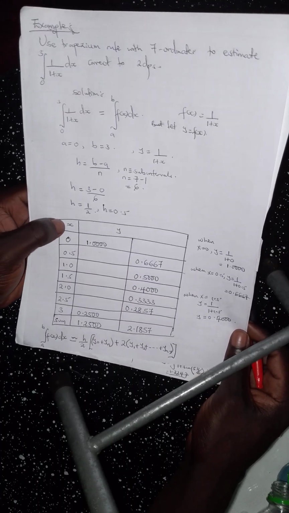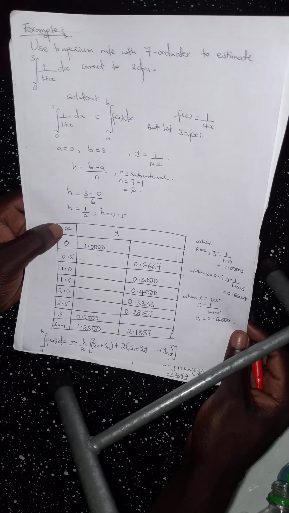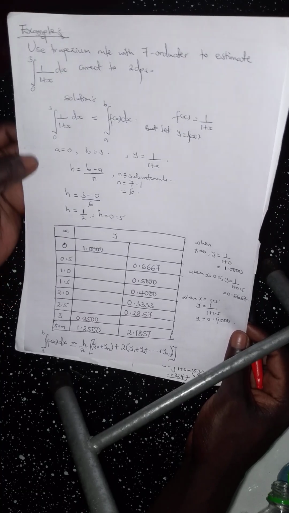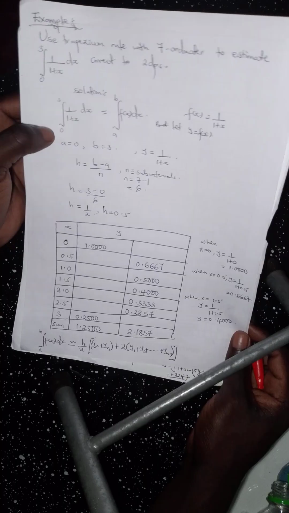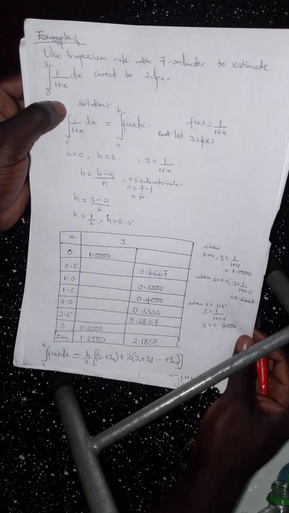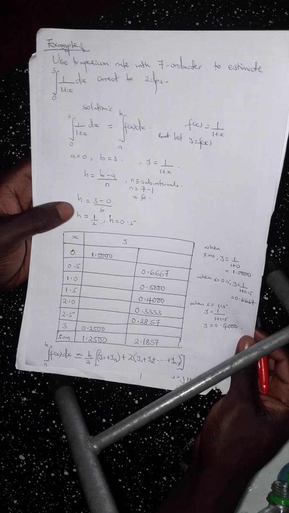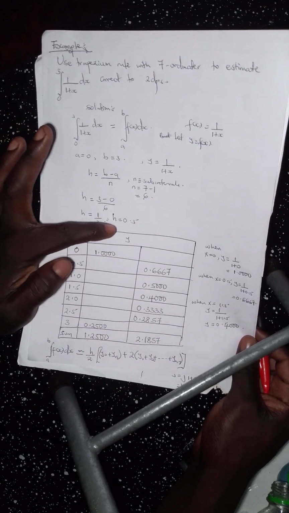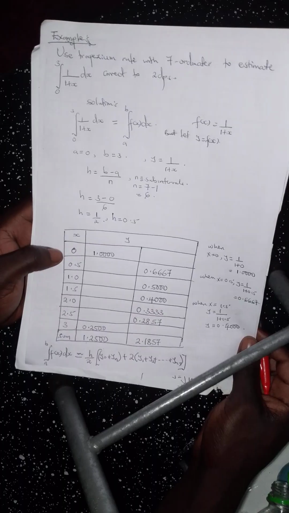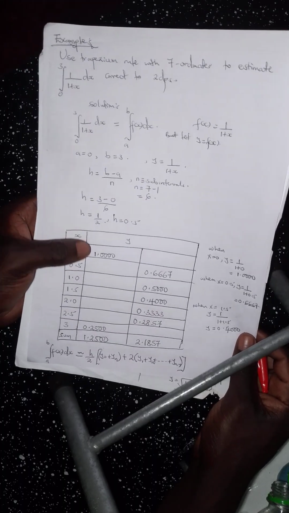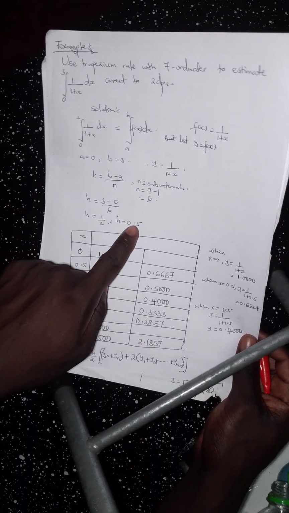We begin with the x values. The x values must run from the lower limit of the integral up to the upper limit of the integral. But we generate those x values using h. So my h is 0.5. Since h is 0.5, it is 0.5.